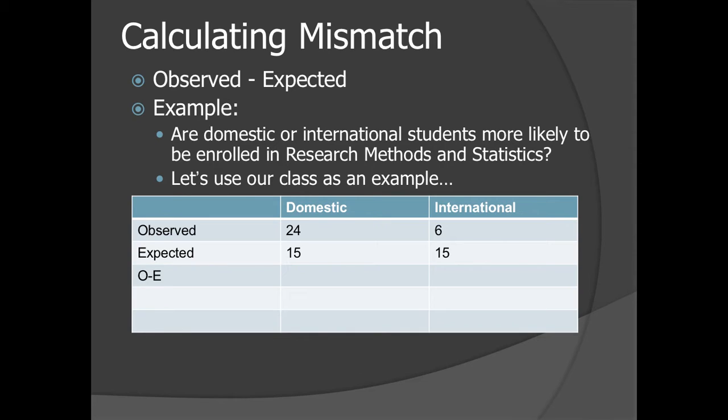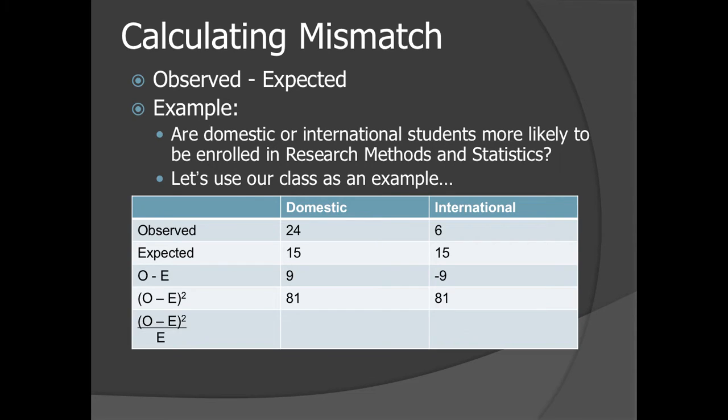And so what we're going to do now is calculate the mismatch. We're going to take our observed and subtract our expected. So we're going to do 24 domestic students minus 15 expected. That would give us 9. For international students, 6 minus 15 would give us negative 9. So that's our mismatch. The next thing we need to do is square those values. So we do 9 squared for the domestic students, which gives us 81, and negative 9 squared for the international students also gives us 81.